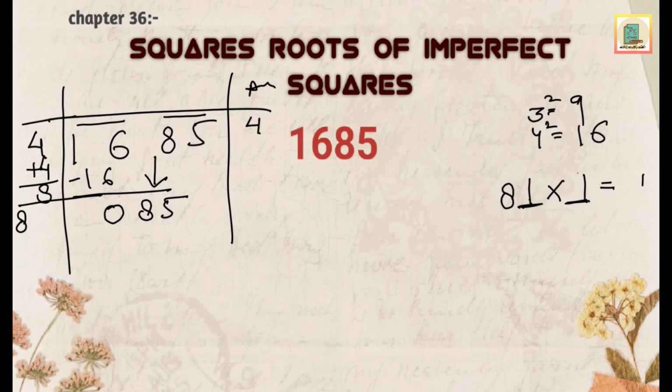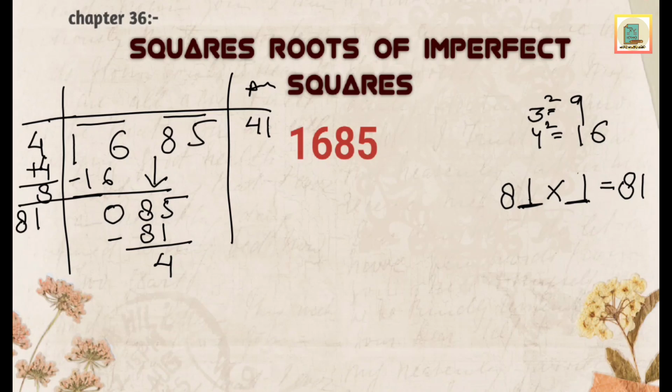So, 1 ones are 1 and 8 ones are 8. So, it's going by 1. So, we'll write 1 over here and 1 in the answer part. So, minus 81, we get 4 over here.